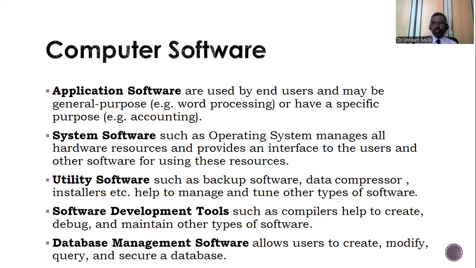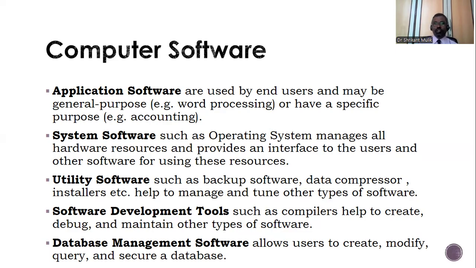The third comes utility software, which are actually supporting other types of software. So things like backup software or data compressor or installers, etc. These are utility software. They are there to help to manage and tune other types of software, right? The other types could be either application software or system software. So an installer will be used basically to install application software. So it is in a way utility software.